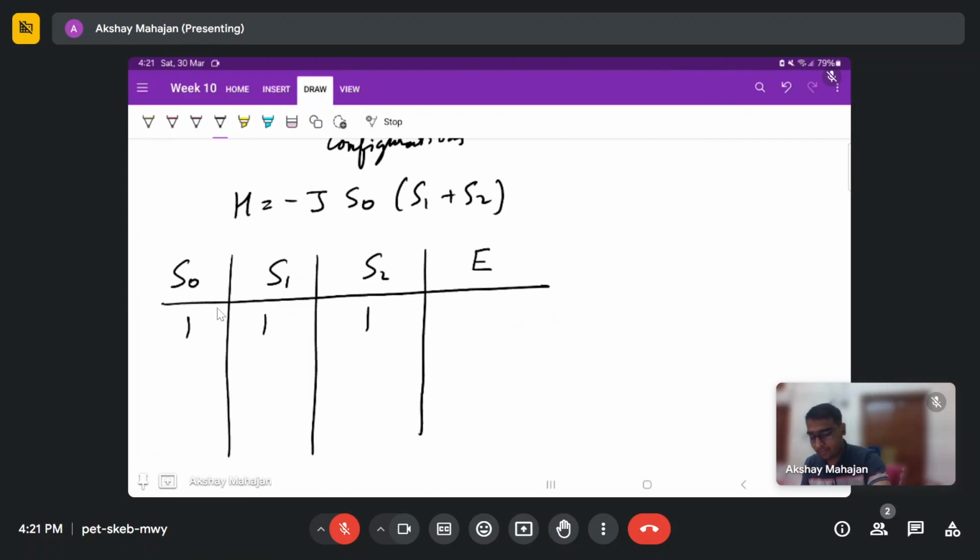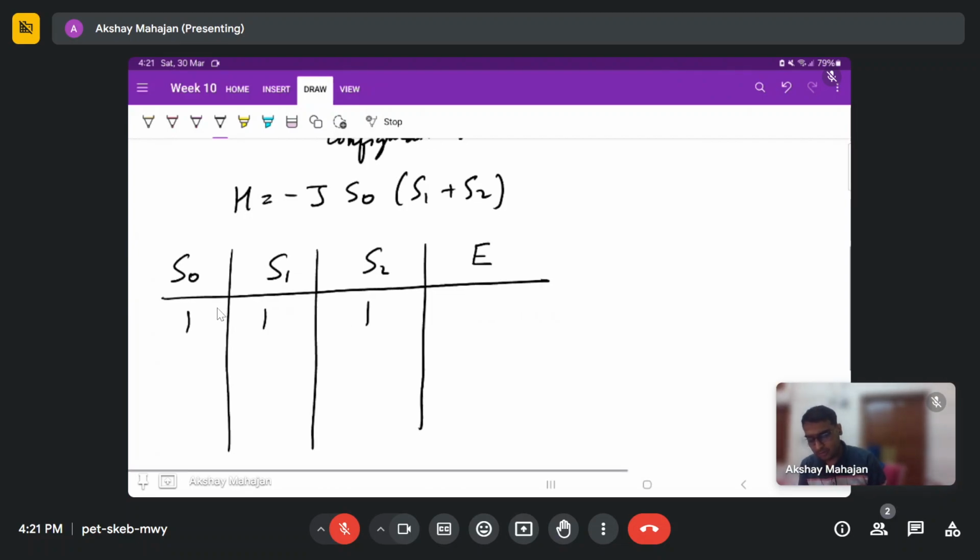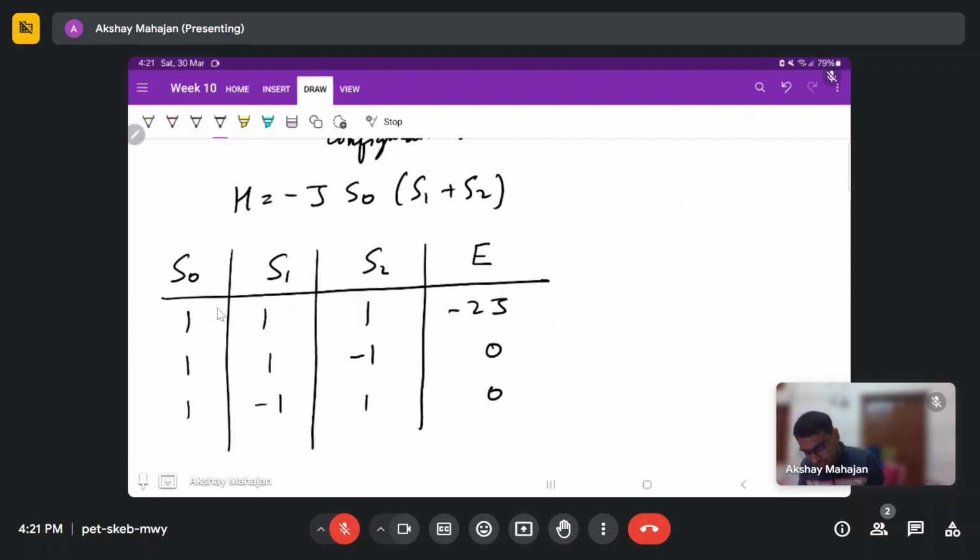Okay, if all 3 are plus 1, just put plus 1 value. S1 plus S2 will get 2, S0 is 1, so what we get is minus 2J. Another case will be 1 1 minus 1. S0 is 1, S1 is 1, S2 is minus 1. In that case, S1 plus S2 will be 0, so the energy will be 0. Similarly, if we have 1 minus 1 1, S1 plus S2 will again be 0, the energy will be 0.